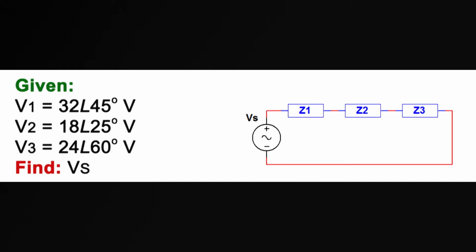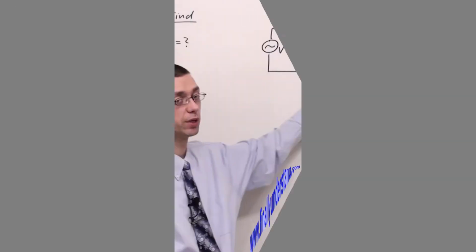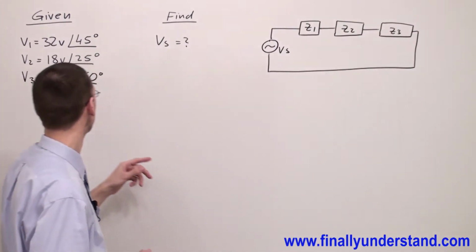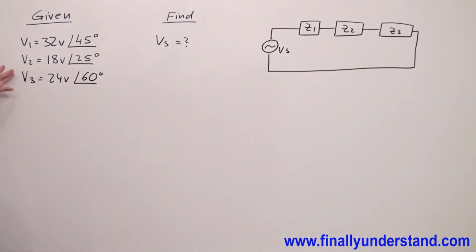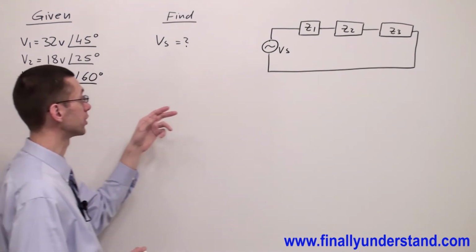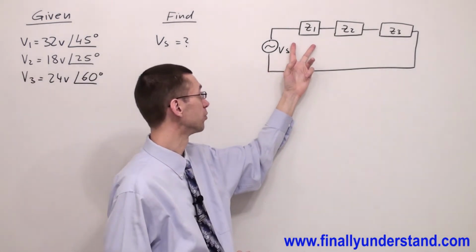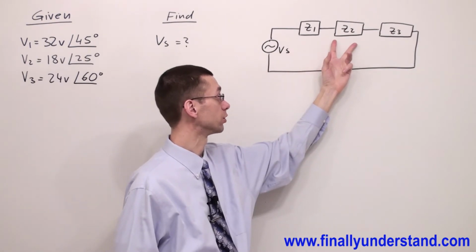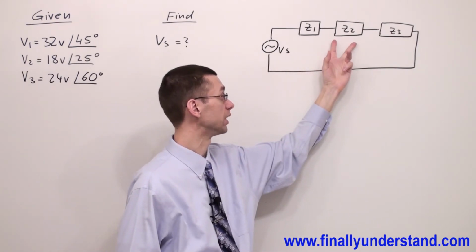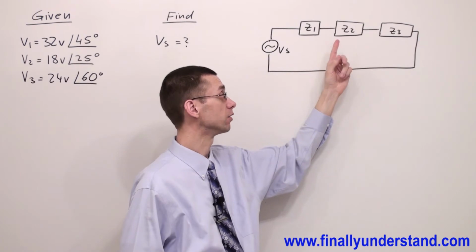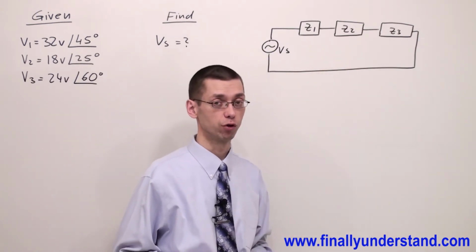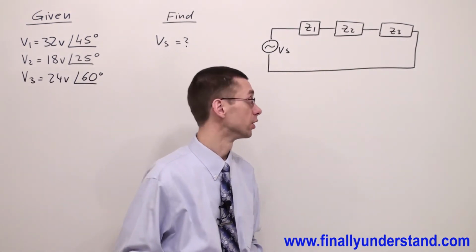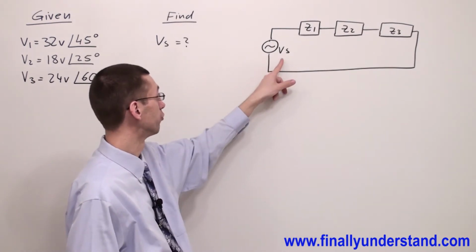We have a given series circuit which contains a voltage source and 3 impedances. Let's take a look at what we have. We have V1, V2 and V3, where V1 represents the voltage drop across impedance Z1, V2 represents the voltage drop across impedance Z2, and V3 represents the voltage drop across impedance Z3. We have to find the voltage source.